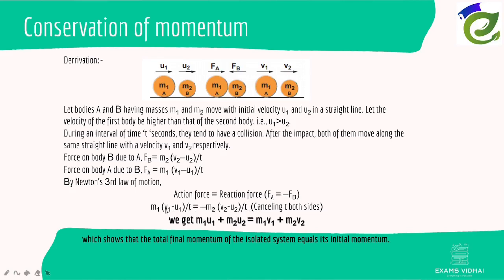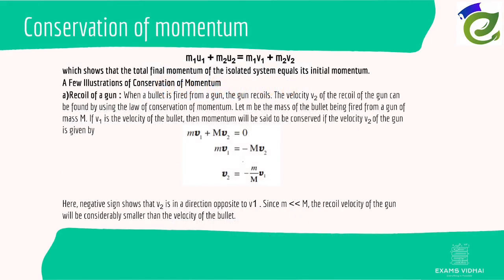By cancelling t on both sides and rearranging the terms, finally we get m1 u1 plus m2 u2 is equal to m1 v1 plus m2 v2, which shows that the total final momentum of an isolated system is equal to its initial momentum. Or simply we can say the momentum before collision is equal to the momentum after collision. Hence our case is proved.